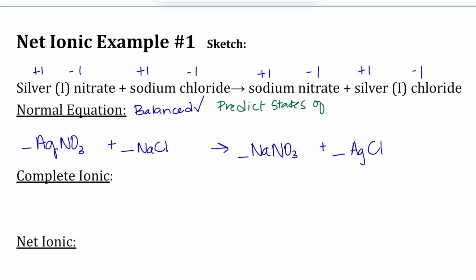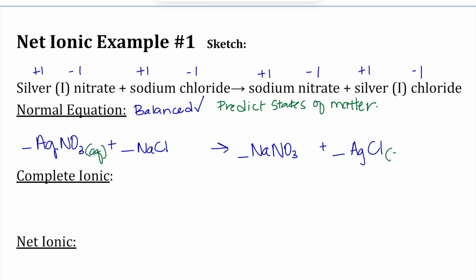And we're going to use our solubility rules in order to do that. So looking at my solubility rules, I've got my silver nitrate. My nitrate rule says, number 3, nitrates are soluble, meaning if this is soluble, this will be aqueous.